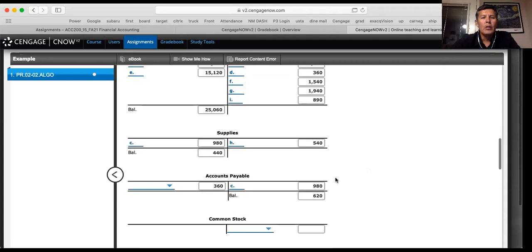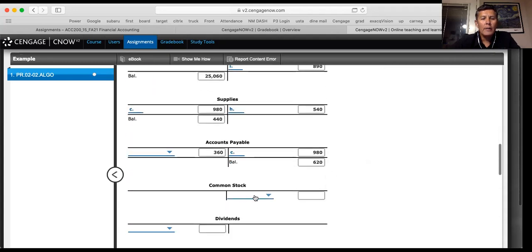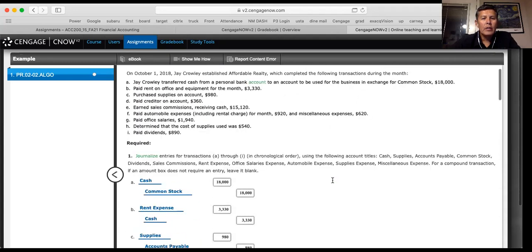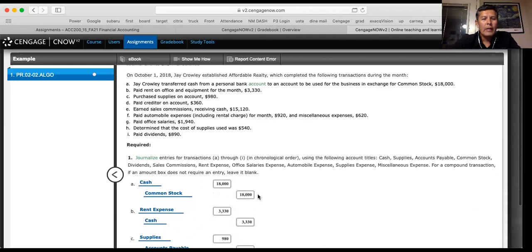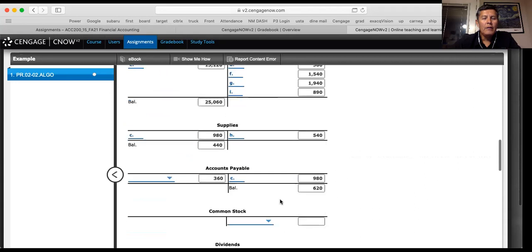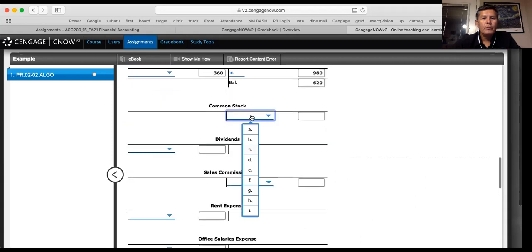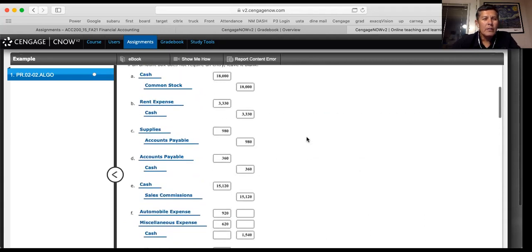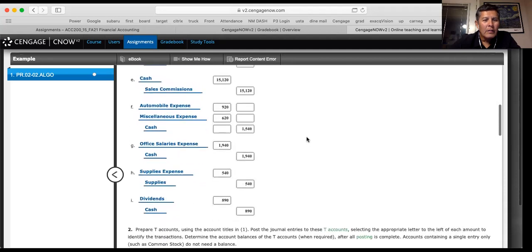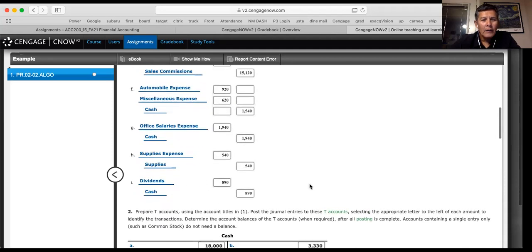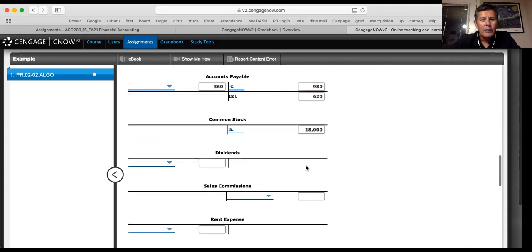That's all that's saying. Now we're going to common stock. Let's look in common stock, and it's going to be a credit. Common stock right there, 18,000. That was our initial investment. So that'll be A for 18,000. Now let's look at dividends. Did we pay any dividends? Yes, right here. I for 890.